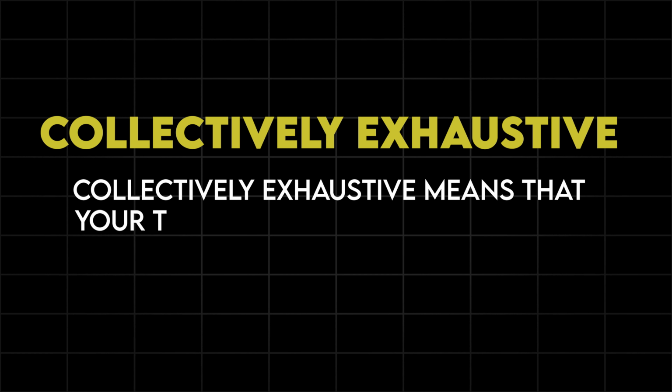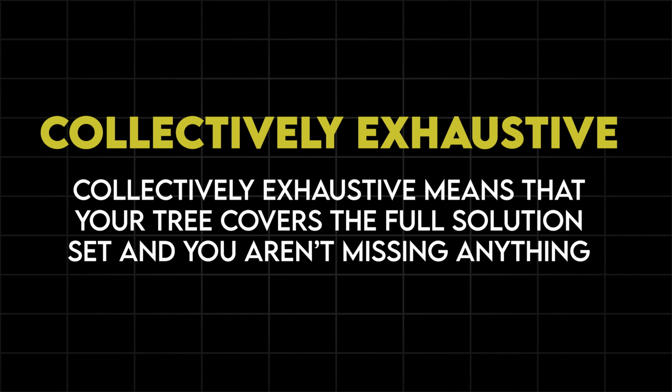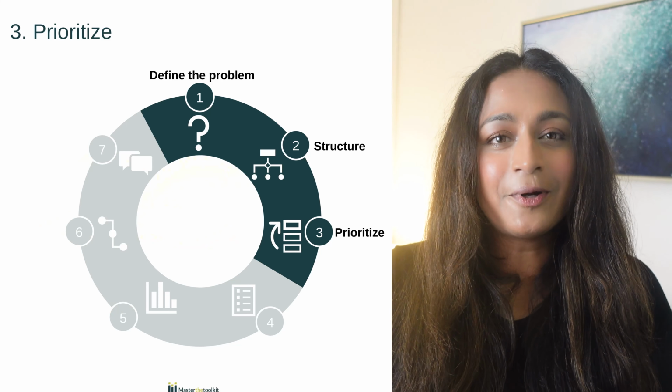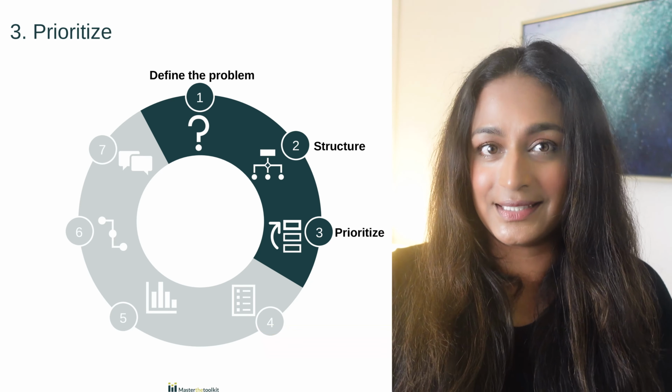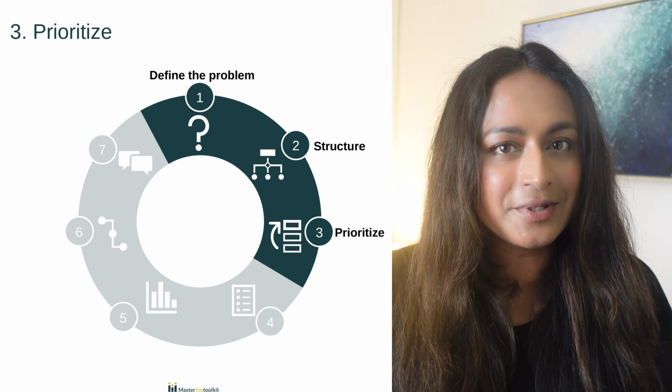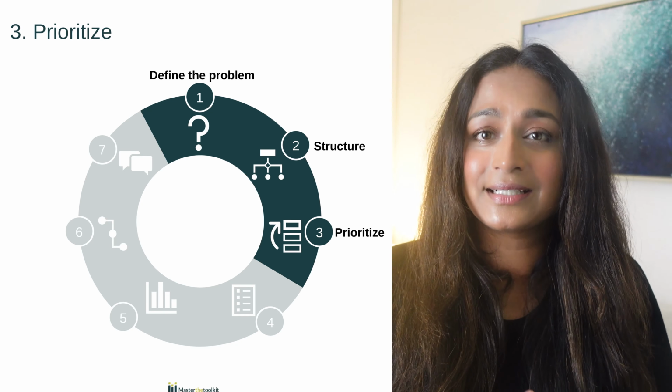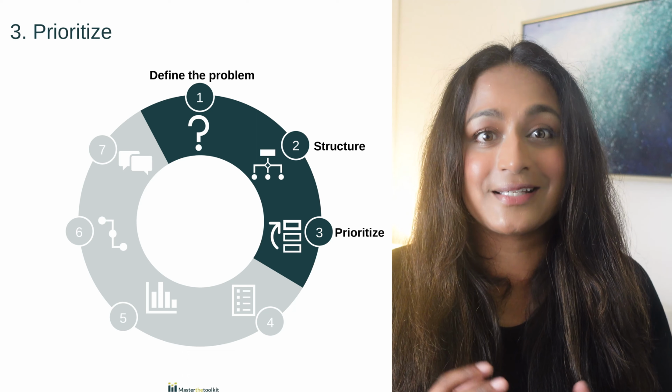Collectively exhaustive means that your tree covers the full solution set and you aren't missing anything that could make it complete. It's good to always get other eyes on your tree to make sure it's MECE. The next step is to prioritize which hypothesis to tackle first. If we had infinite time and resources, we could address them all, but we don't, so we need to go for the highest impact and feasibility hypothesis points first.